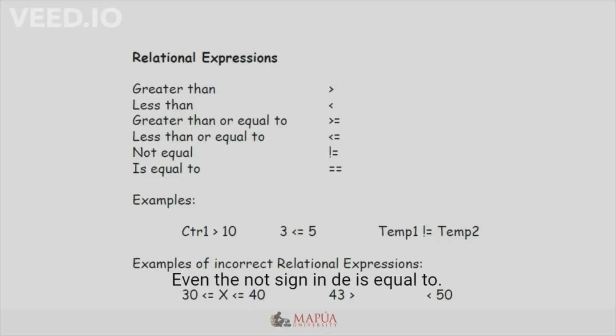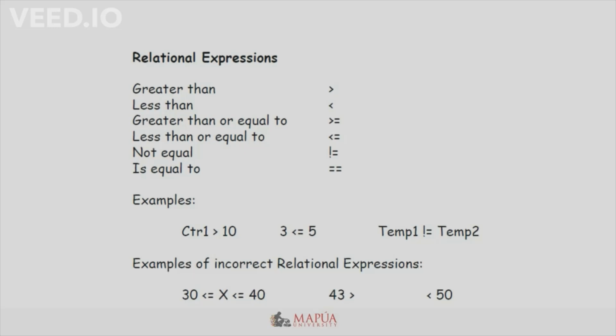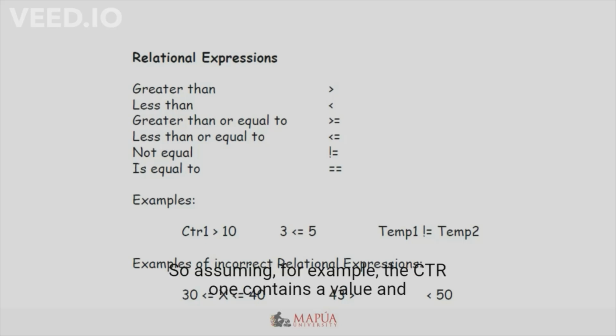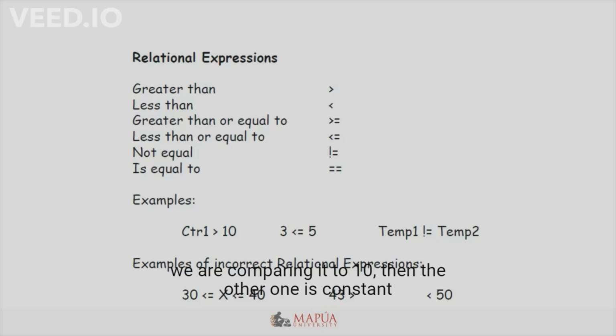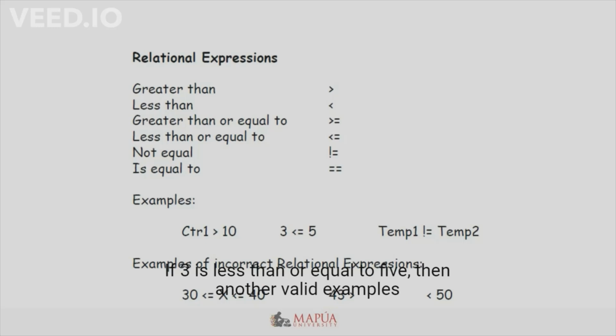Even the not sign, and the is equal to. So these are examples of valid relational expressions. CTR1 is a variable. So assuming, for example, that CTR1 contains a value and we are comparing it to 10. Then the other one is constant and constant. So we are comparing if 3 is less than or equal to 5.